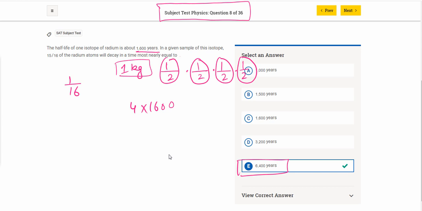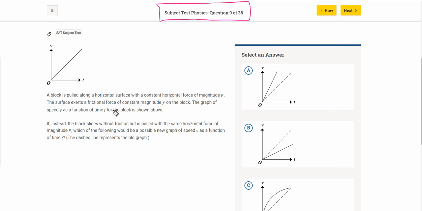Alright, so this is it for this question. Now let's move to the next one. Alright, so here's the next one.